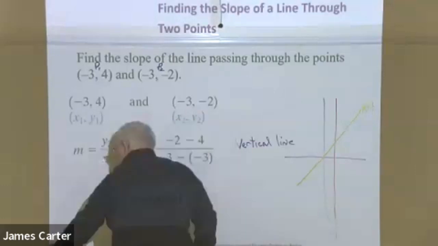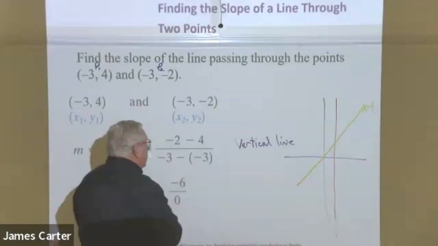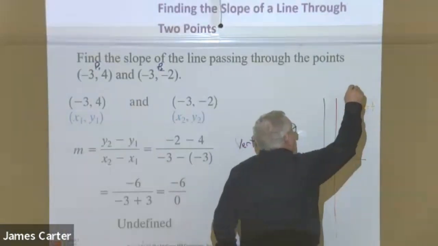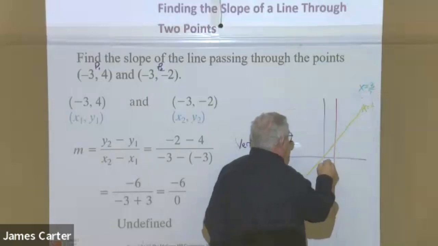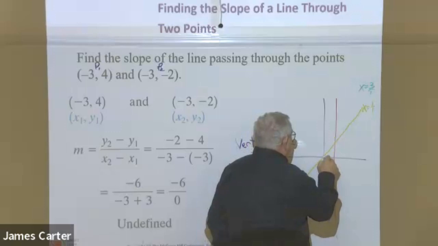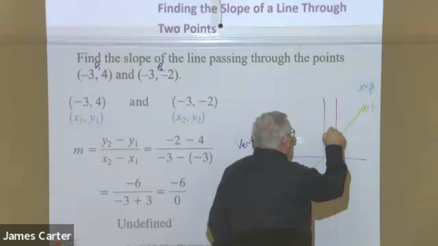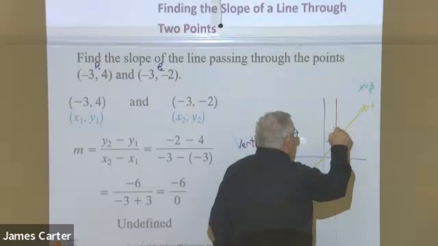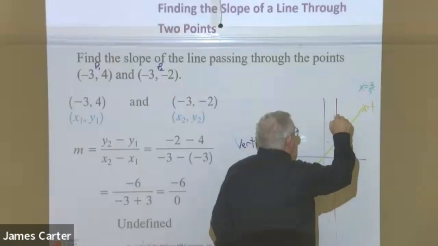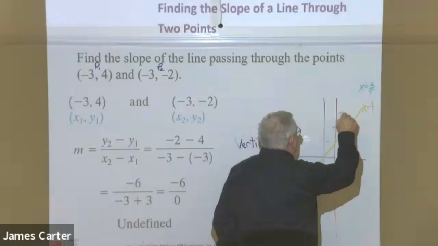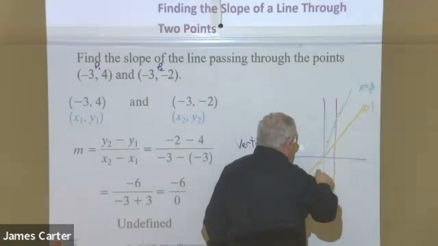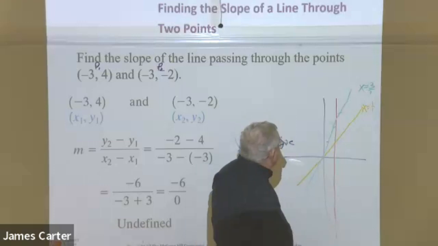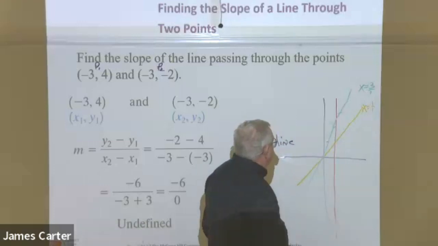What if I had a slope of 3 over 1? Starting here again, I would go up 3 and over 1, up 3 and over 1, up 3 and over 1. And this one would be at a much steeper angle.